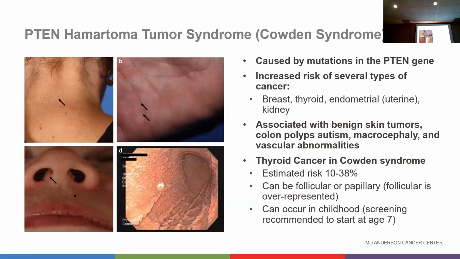Thyroid cancer risk in Cowden syndrome is estimated to be up to 38%, but different studies show different risk estimates. Follicular thyroid cancer is overrepresented, meaning more common among people with Cowden syndrome, although papillary thyroid cancer is still the most common type of thyroid cancer that folks with Cowden syndrome have. And thyroid nodules and cancers can occur in childhood. And so this is a condition where we will sometimes consider testing for this if a child is diagnosed with thyroid cancer.